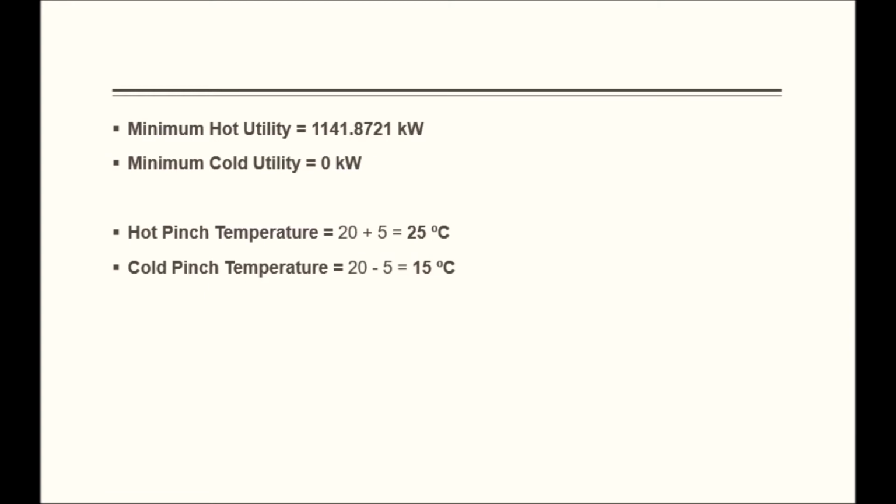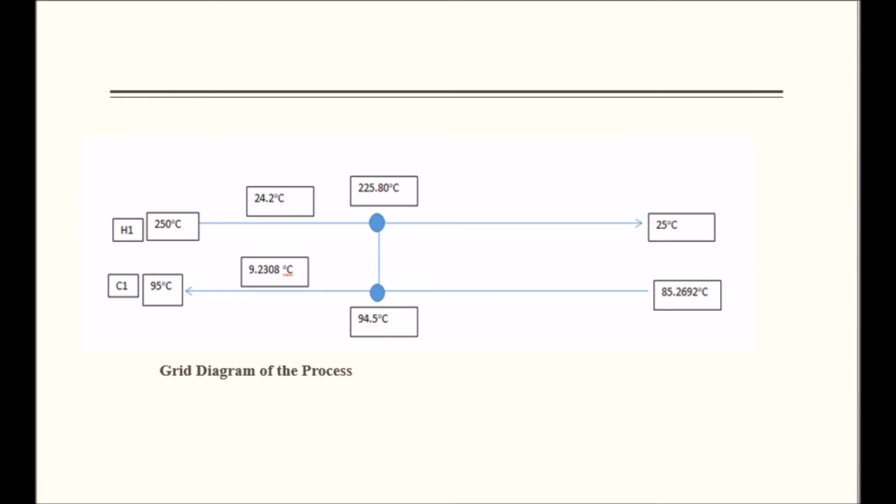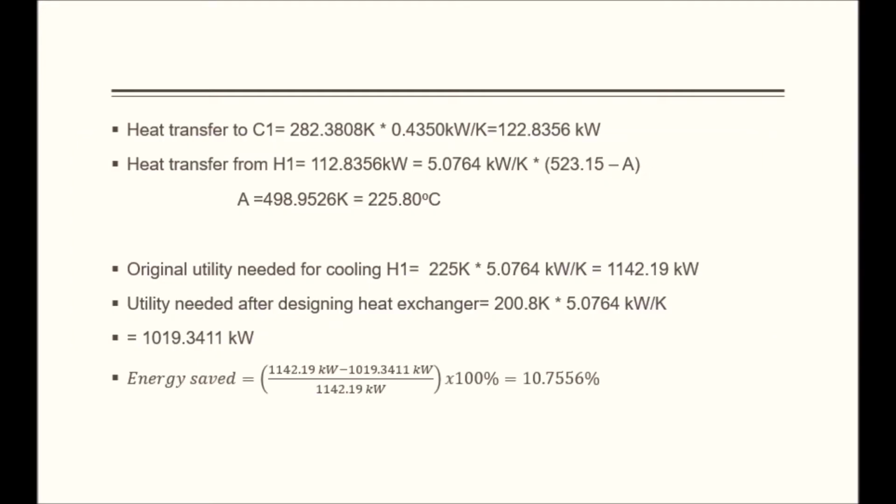The minimum hot utility is 1141.8721 kW, while the minimum cold utility is 0 kW. Besides, the hot pinch temperature is 25 degrees Celsius and the cold pinch temperature is 15 degrees Celsius. With the data above, the grid diagram is drawn accordingly as shown. Heat transfer to C1 was calculated to be 112.8356 kW, with temperature difference of initial minus final times the heat capacity of each component in C1.